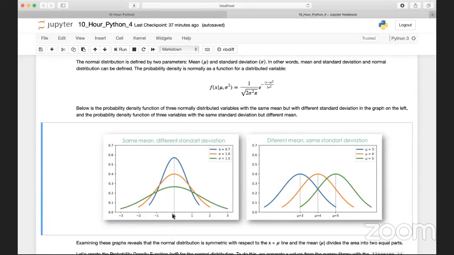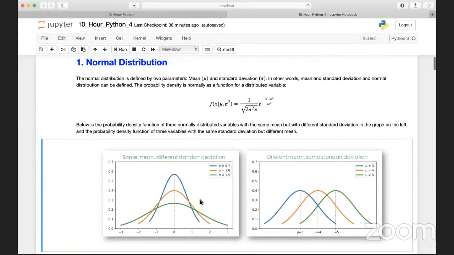Consider that the mean value is 0. You have the same number of values on the left-hand side of the 0 and the right-hand side of the 0. So the distribution is symmetric. This is the most distinctive feature of the normal distribution. Okay.